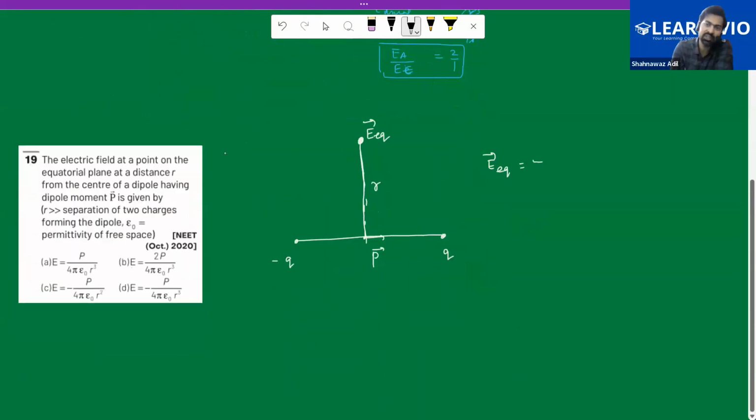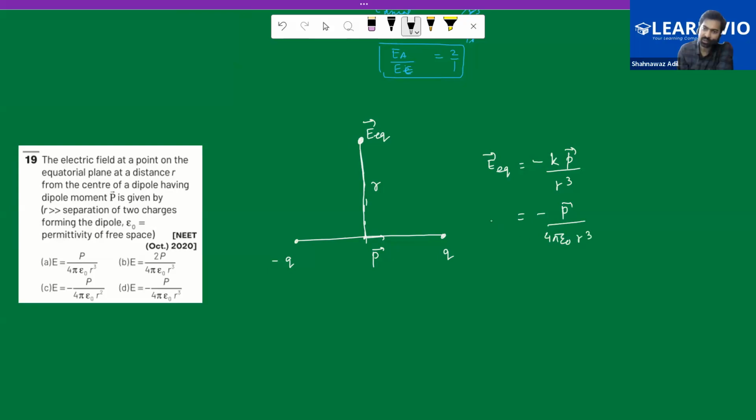So this would be how much at the equatorial point? That is Kp by r cubed, right? Here K is 1 by 4 pi epsilon naught, and then r cubed. So this would be the electric field at the equatorial point. So what is the correct option? Minus Kp by r cubed, right? Is it clear? So you see that this was a direct question.